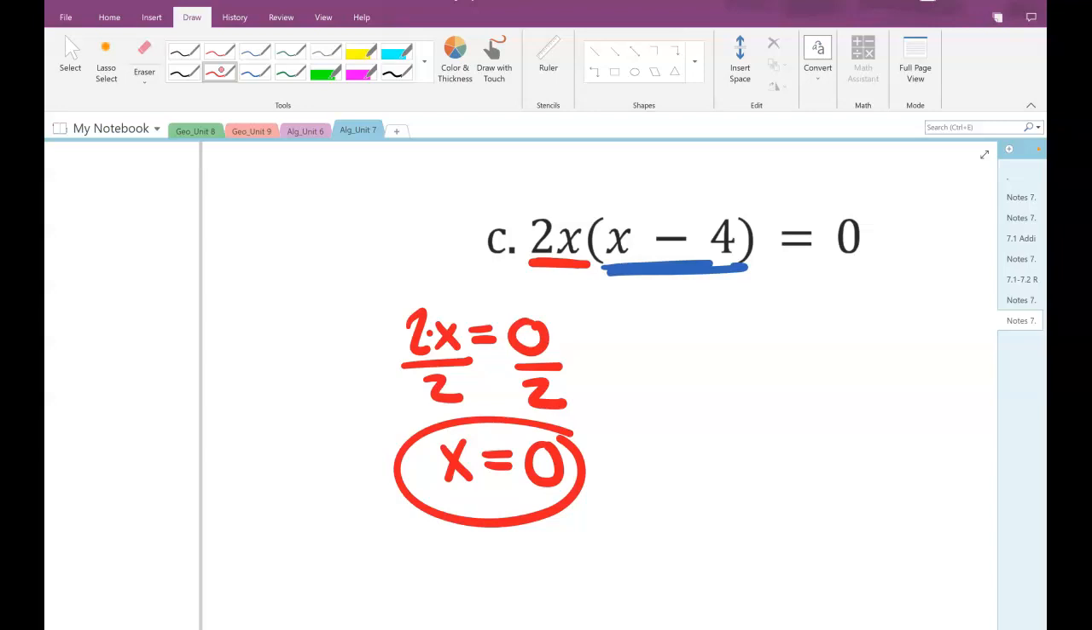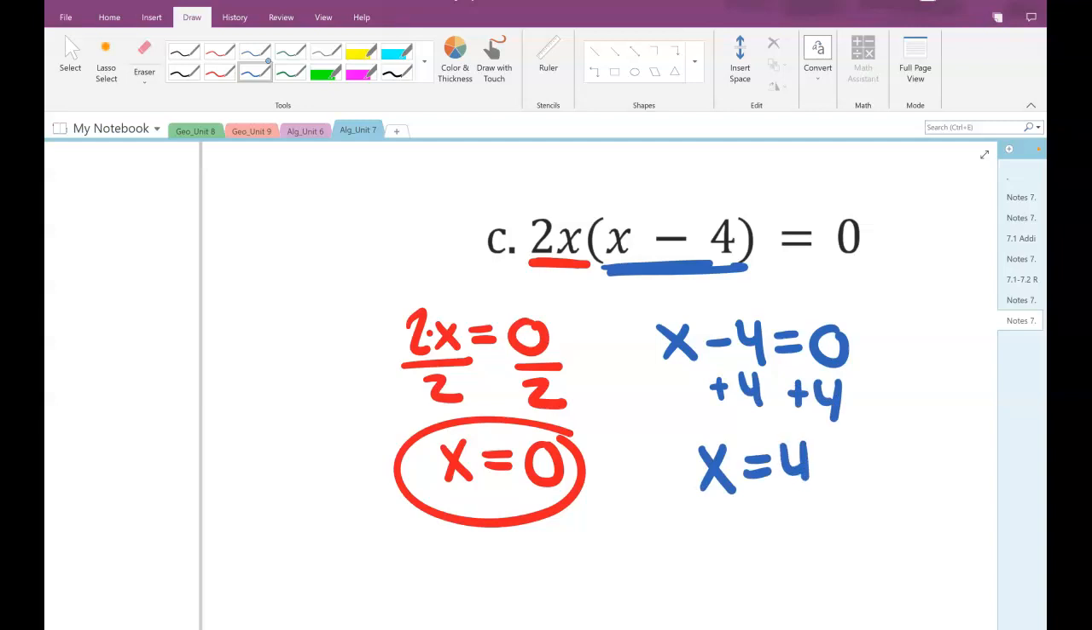And then we go and find the second one. Both are important. You can't just find one. You got to find both. X minus 4 equal to 0. Super simple. Add 4 to both sides. X is equal to a positive 4. If I was to plug in 0 or 4 into my original, it would set my whole left-hand side equal to 0, which is what we want.